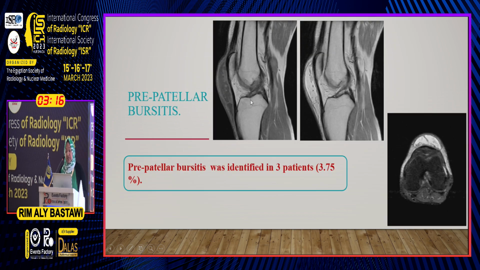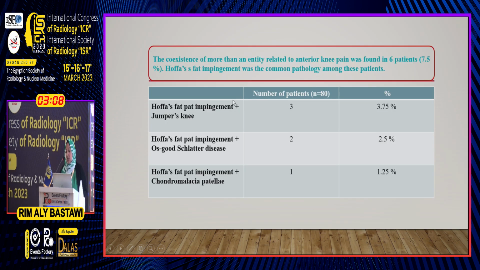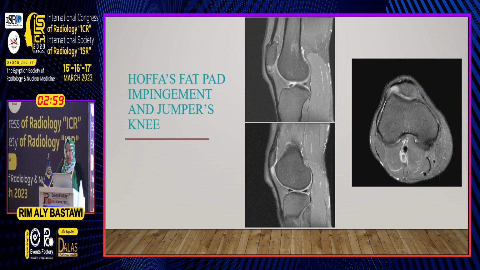The prepatellar bursitis was diagnosed by presence of distended prepatellar bursa with thickened synovial lining. The coexistence of more than one entity related to anterior knee pain was found in 6 patients. Hoffa's fat pad impingement was the common pathology among these patients. The combination of Hoffa's fat pad impingement and jumper's knee was identified in 3 patients.